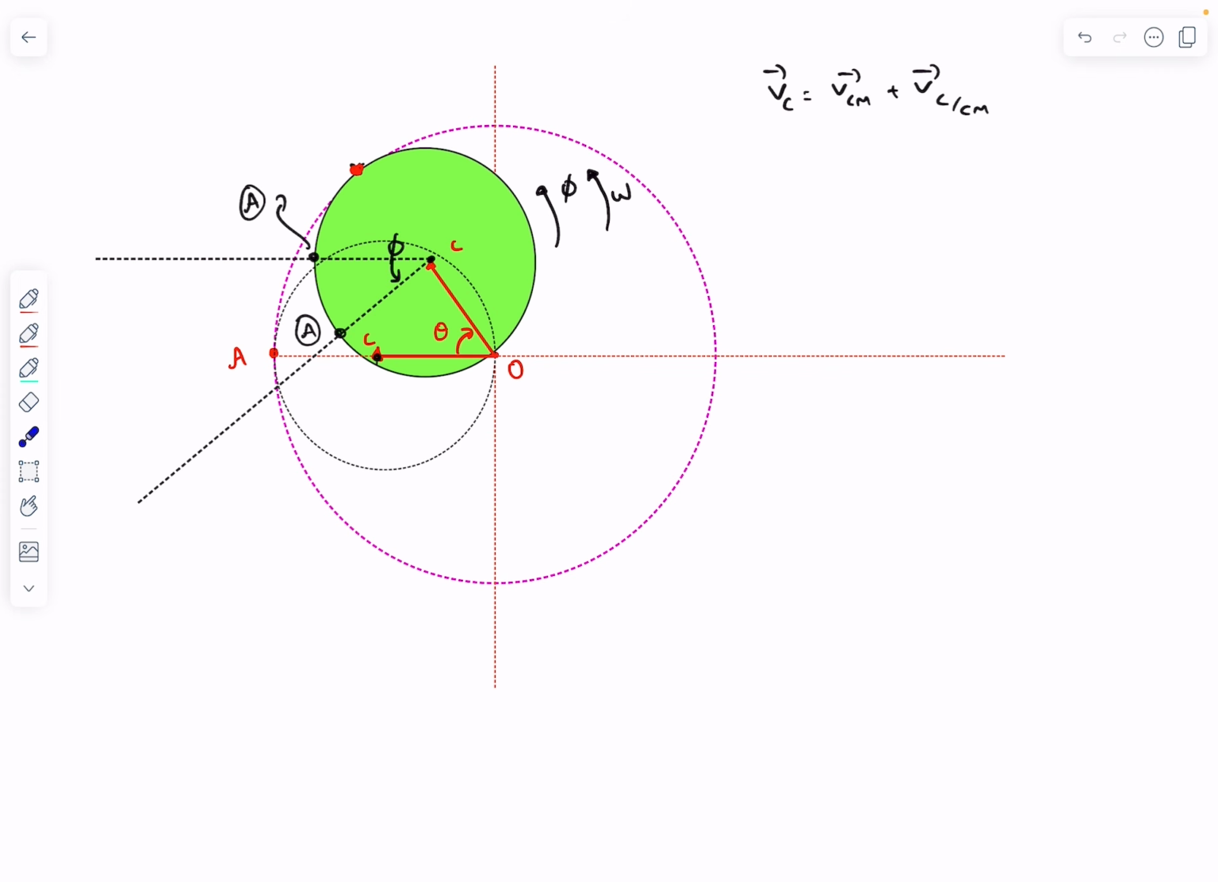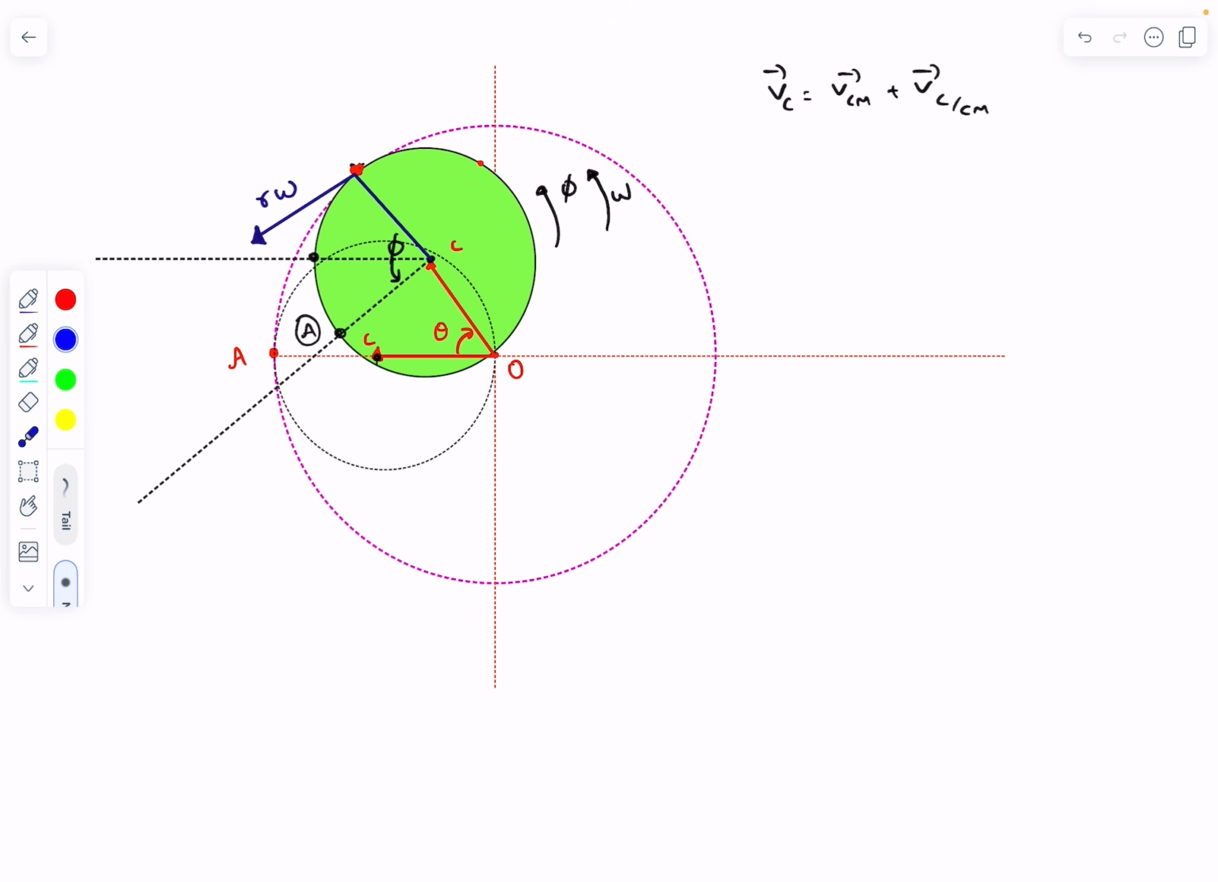With respect to the center of mass, the velocity of the contact point we can write as small r omega, where small r is the radius of the smaller disk. Now, what is this omega? This omega is the rate at which this angle phi is changing. So the faster the angle phi changes, the larger is the value of omega.